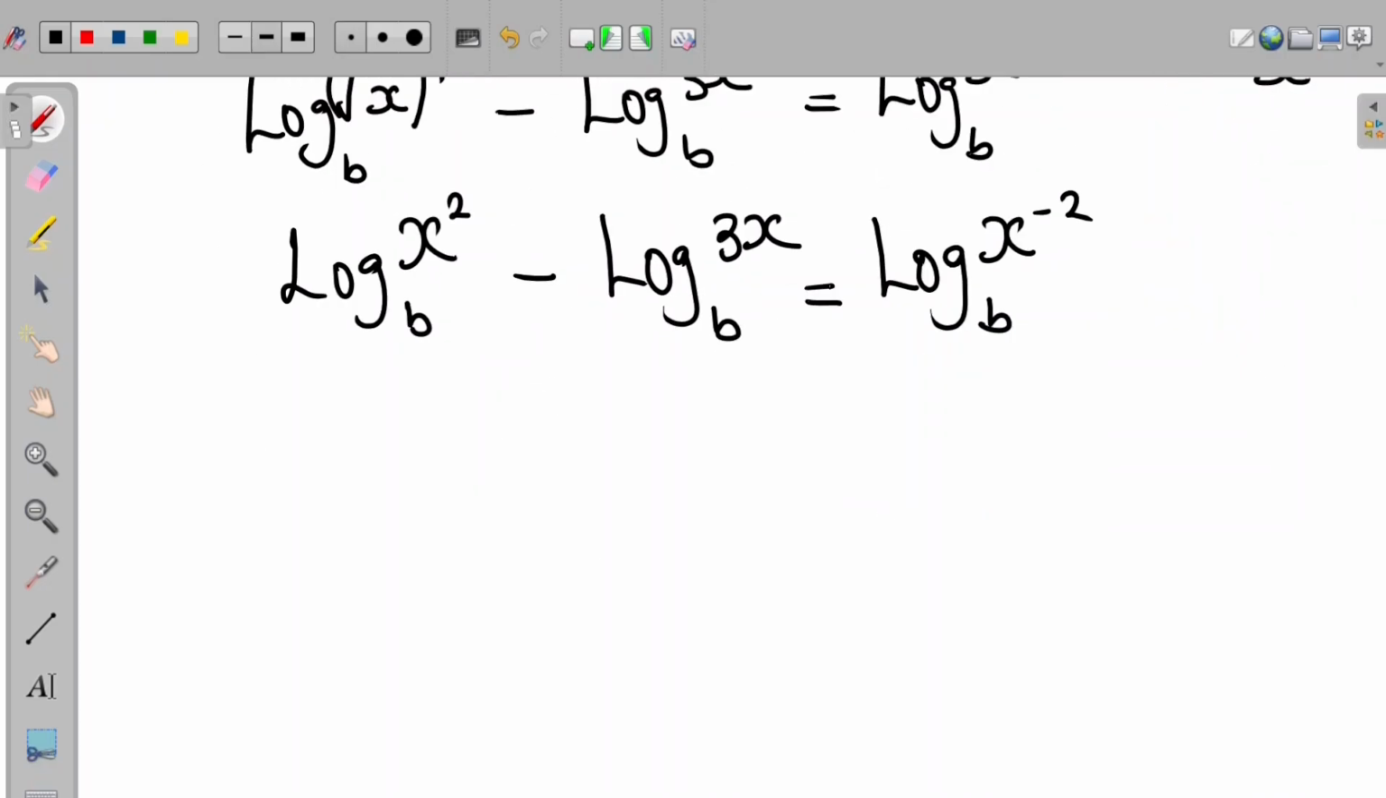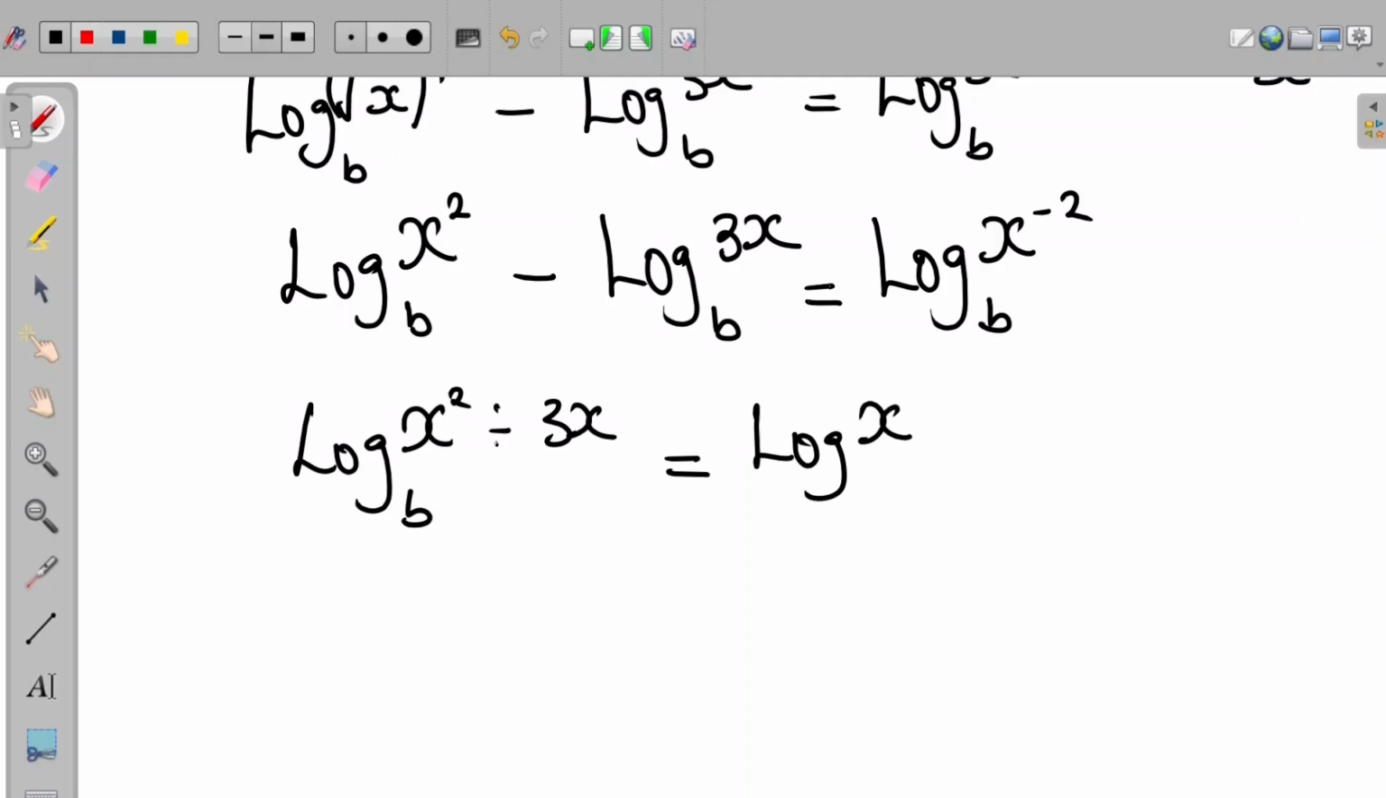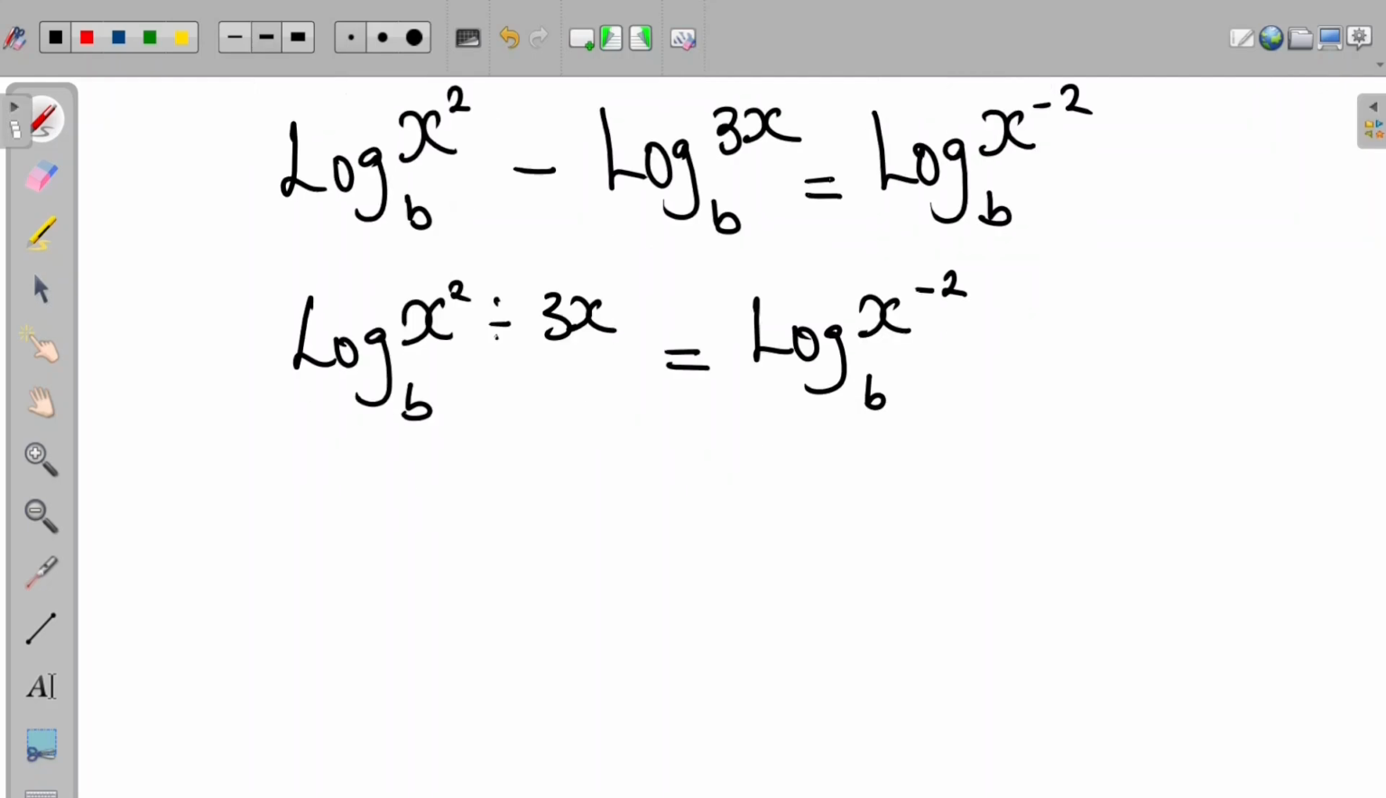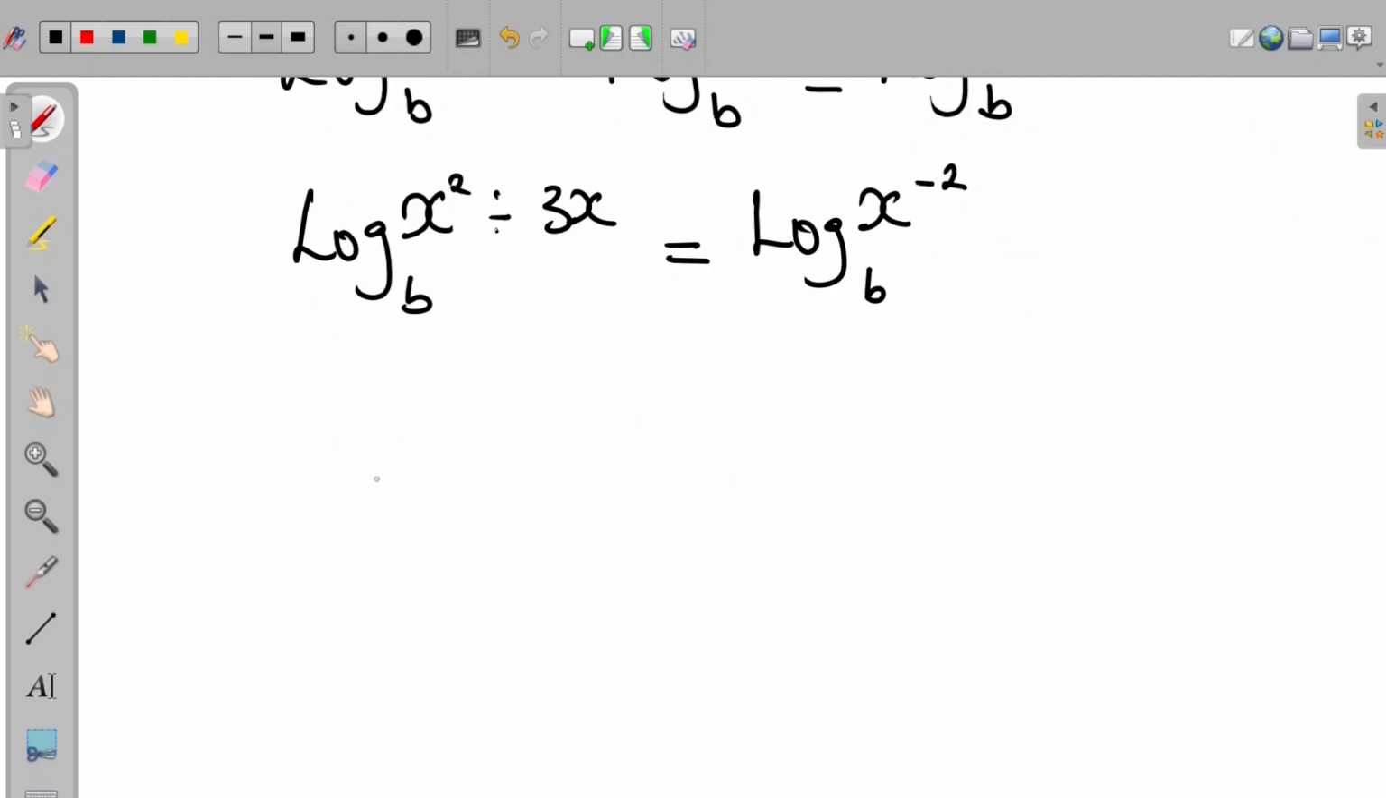Now, at the left-hand side, we can apply the subtraction law of logarithm. So this becomes log x squared divided by 3x to base b equals log x raised to the power of negative 2 in base b. So at this point, since their bases are the same, the equation reduces to x squared divided by 3x equals x raised to the power of negative 2.